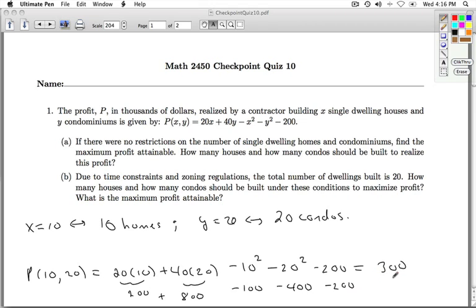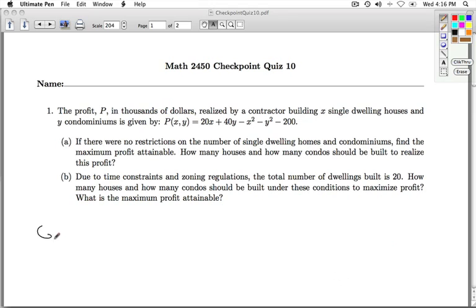So is the profit $300? No. The profit is in thousands of dollars. So the maximum profit is $300,000. And so that'll do it for part A.